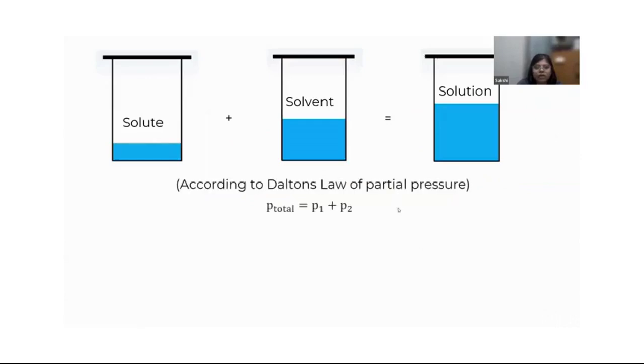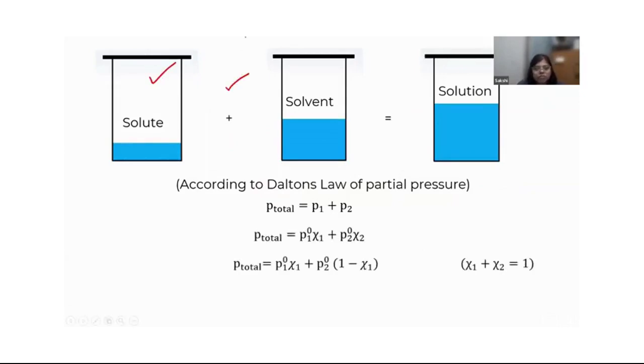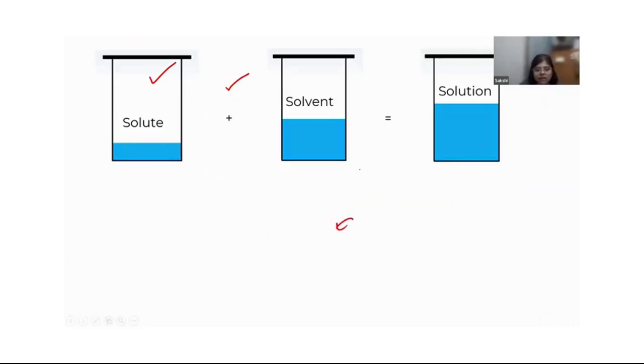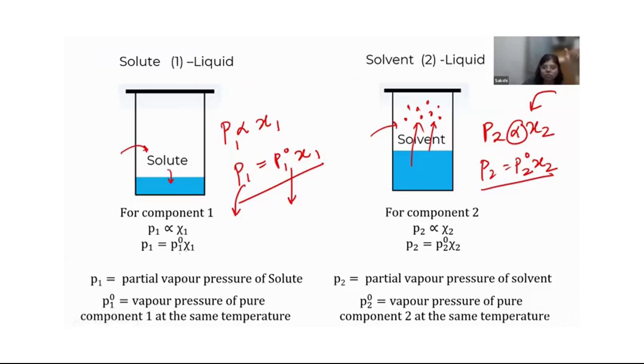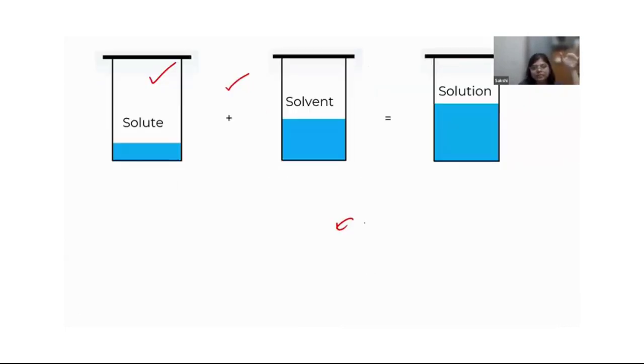According to Dalton's law of partial pressure, if I make the solution by combining the solute and the solvent, then P total is equal to P1 plus P2. That means the pressure of the solute and the pressure of the solvent, we're going to add them up. Let us quickly see how we got this. From the last slide, let us revisit it. Please pause the video and write this in your notebook, P1 naught, this equation and this equation.